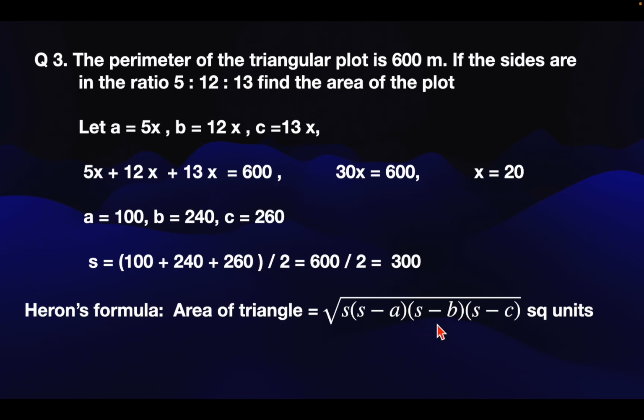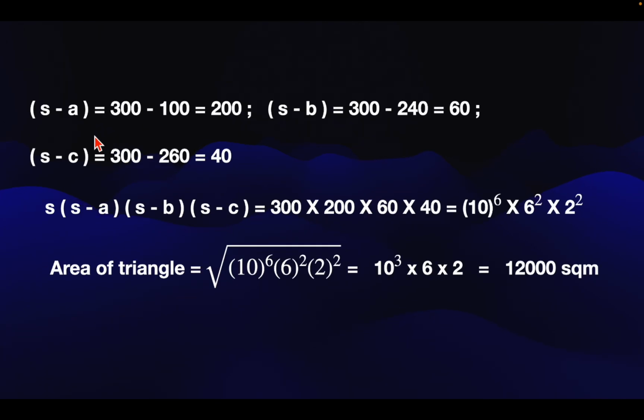We have to substitute in Heron's formula. So find out S minus A, S minus B, S minus C, like this. So this value becomes 300. S into S minus A, 200. S minus B, 60. S minus C, 40. So here. Now let's write it in square form or the powers of 2, like you know. So here it is 10 raised to 6. There are 6 zeros. 10 raised to 6.